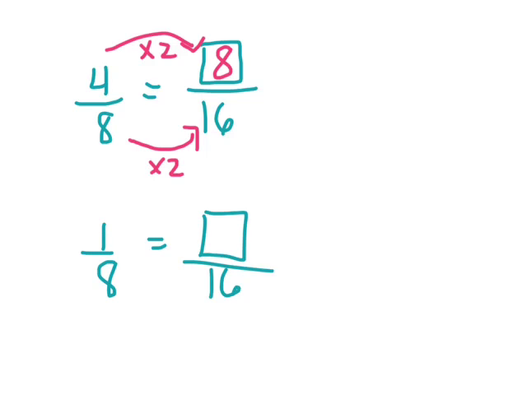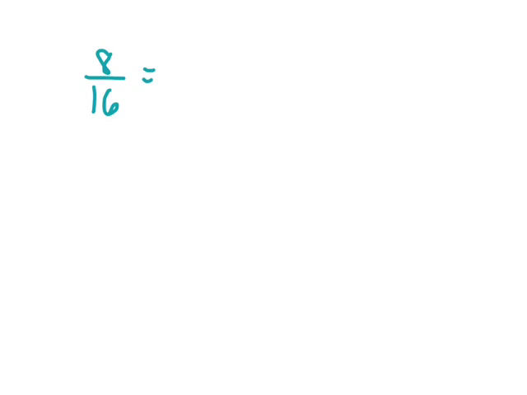So this time if I have 1 out of 8, well, we know how we get from here to here, because it's the same thing, right? So 8 times 2 is 16. So it'd be 1 times 2, which is 2. Good. Now, this question just says reduce the fractions.